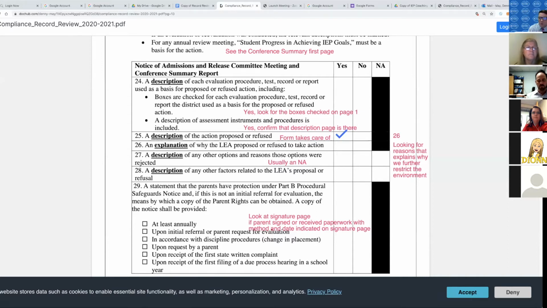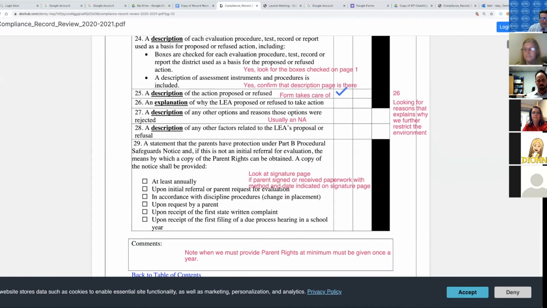So those are things that we want to keep in mind. Now, down on 29, we're looking to see, did these parents sign the signature page? If not, did we provide them with a full copy of the parent rights at least annually? And then there are some other times when we're supposed to give them a full copy of their parent rights.